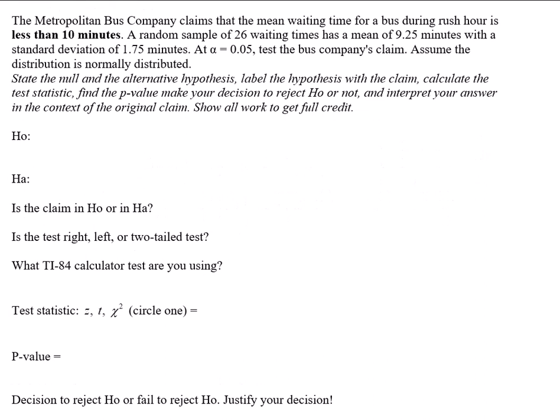Okay, here's the second question. The Metropolitan Bus Company claims that the mean waiting time for bus during rush hour is less than 10 minutes. Let's write the null and the alternative hypothesis. The less than, guys, has to be in the alternative hypothesis, and that's the mean less than 10 minutes. That's the claim. And what would be the null hypothesis? The equal.